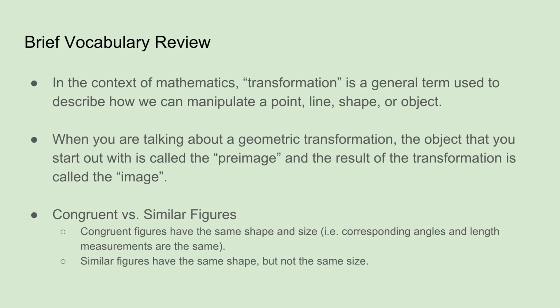There is a relationship between the preimage and the image, so it's also important to remember the difference between congruence and similarity. So in summary, congruent figures have the same shape and size, while on the other hand, similar figures have the same shape, but not the same size.